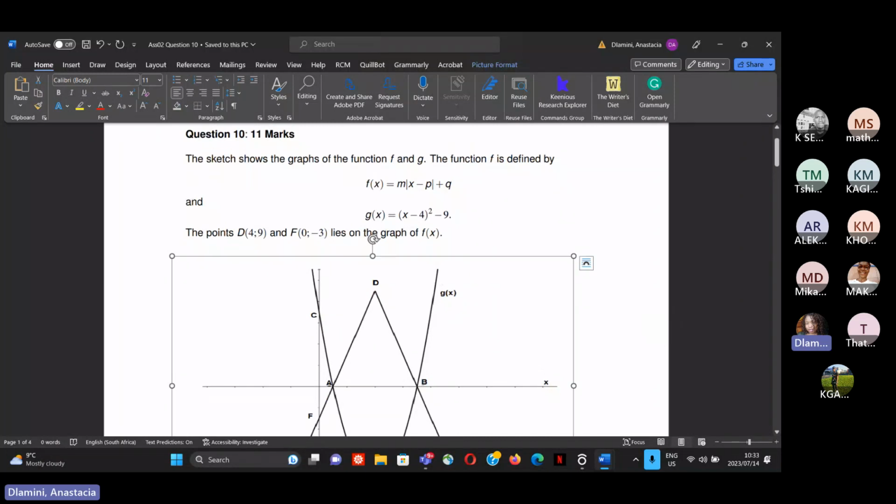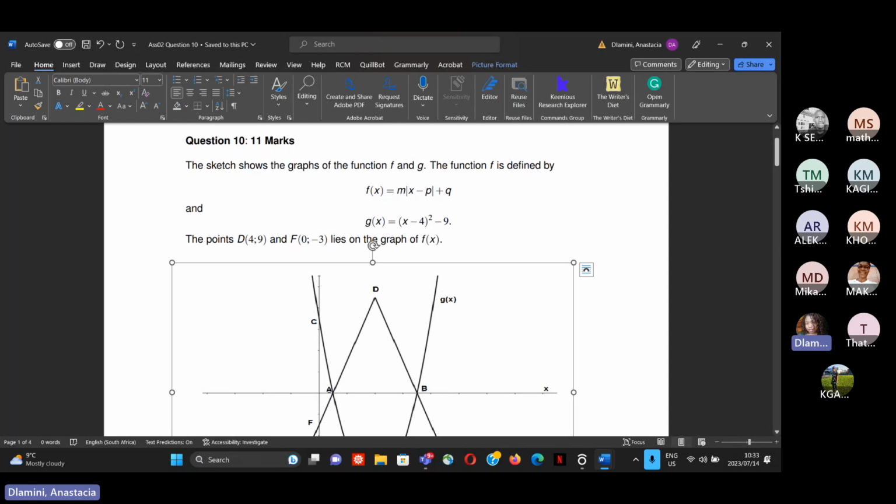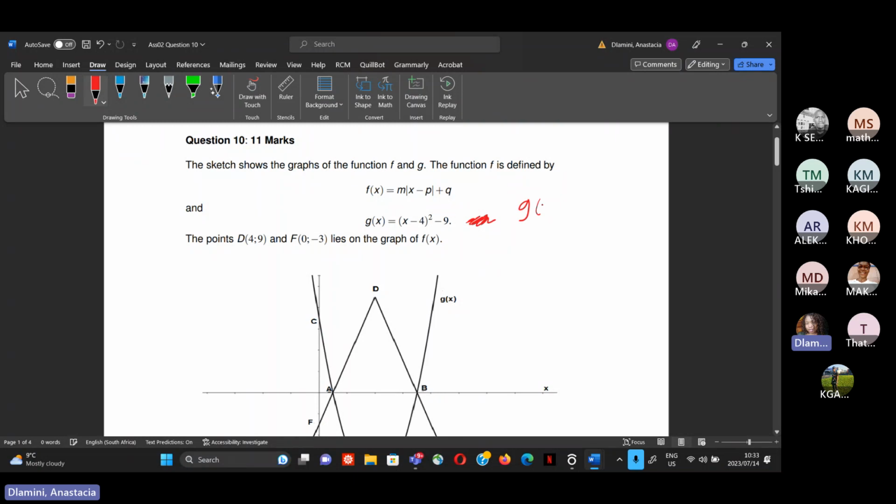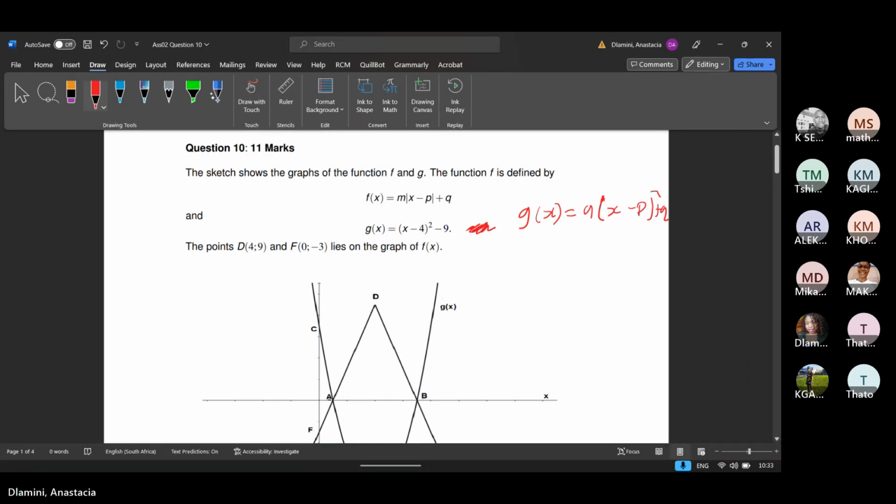So from our discussion class, we did talk about the different forms of the parabola. And in this one, you'll notice that it's actually a vertex form. If you remember, what did we say about the vertex form? The vertex form is represented by g of x equals a(x minus p) squared plus q. Can you guys see that? Yes, ma'am. So this is the third form that we introduced in the discussion class.